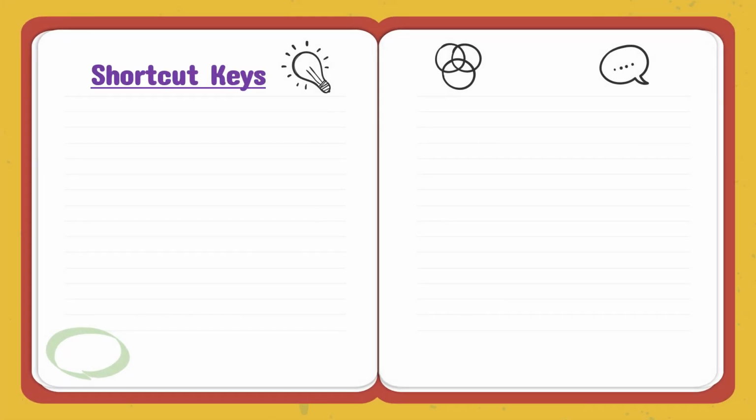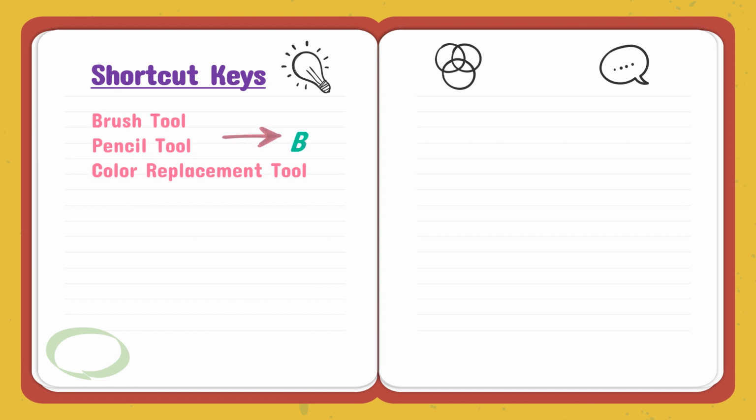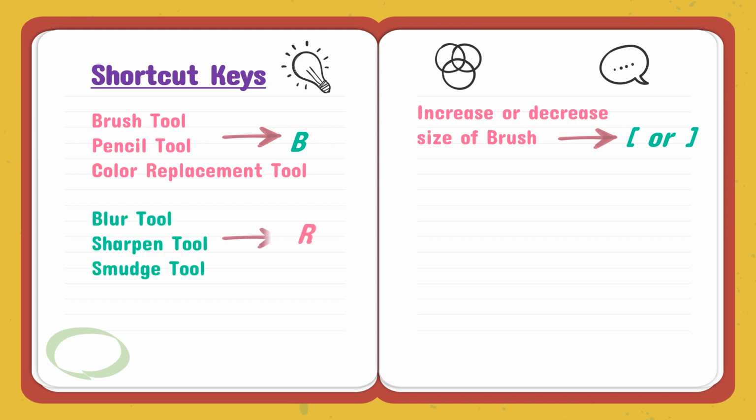Next, we will learn the shortcut keys to various tools. Brush, pencil, color replacement. This is one group of the tool. Shortcut key to all these three tools is B. You can increase or decrease the size of brush by using the left square bracket or right square bracket.